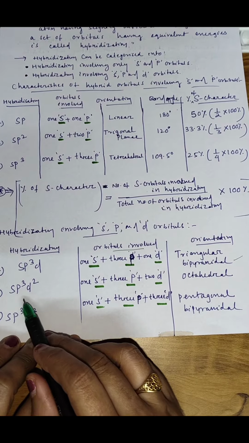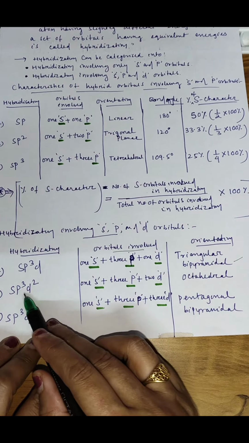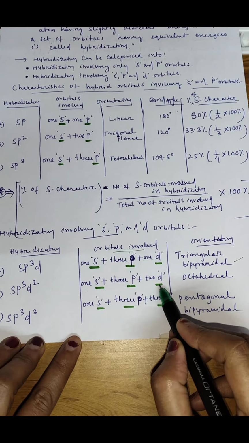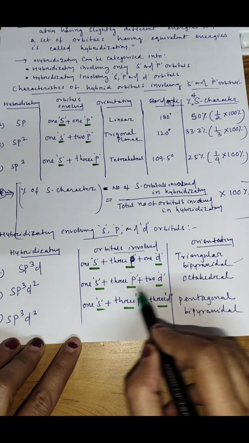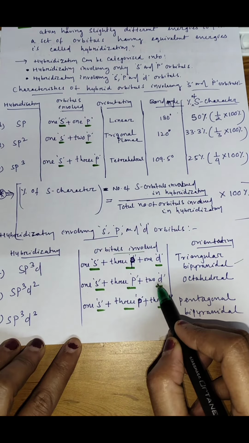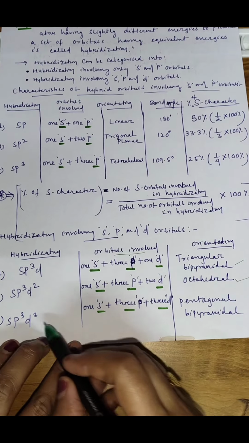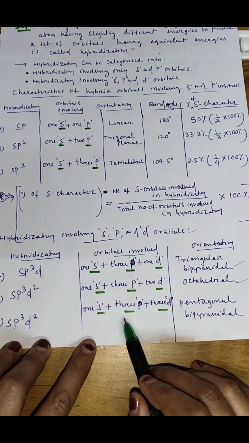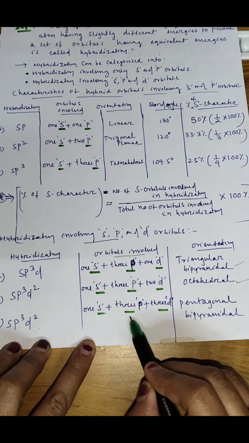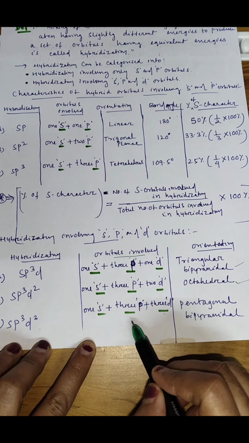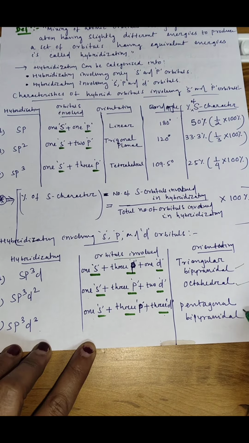Similarly, when the hybridization is sp3d2, the orbitals involved are 1 s plus 3 p plus 2 d. So here, how many total hybrid orbitals are formed? 3 plus 1, 4 plus 2, 6 hybrid orbitals are formed, and the orientation, that is the geometry, is octahedral. When the hybridization is sp3d3, the orbitals involved are 1 s, 3 p and 3 d. So in total 7 hybrid orbitals are formed, and the orientation is pentagonal bipyramidal.